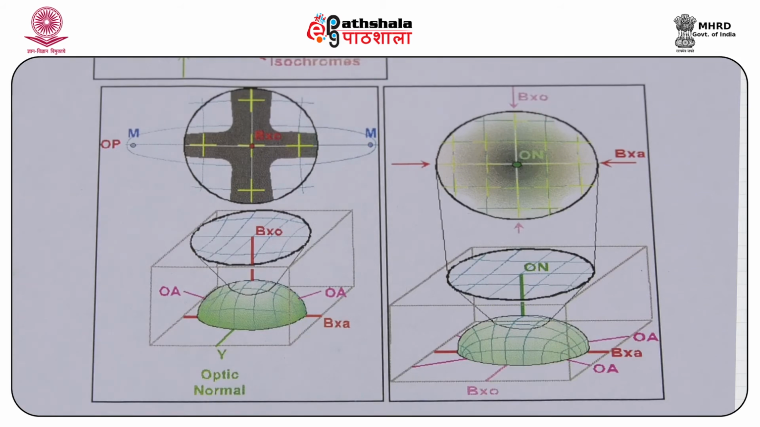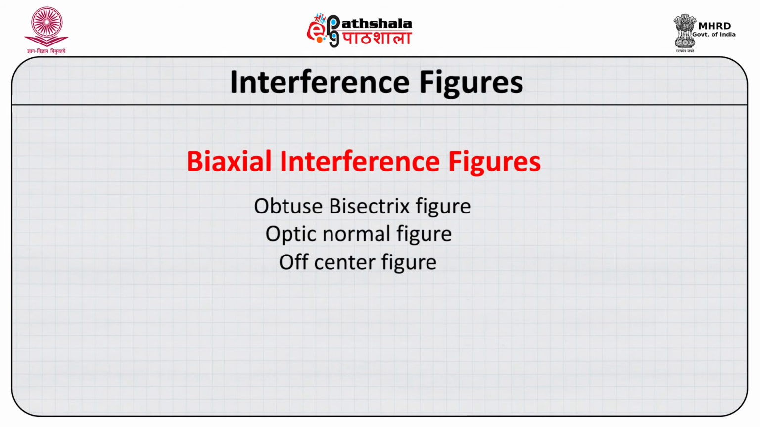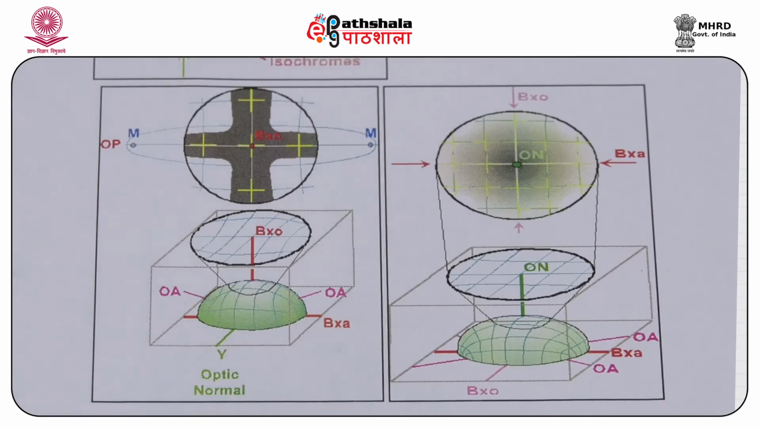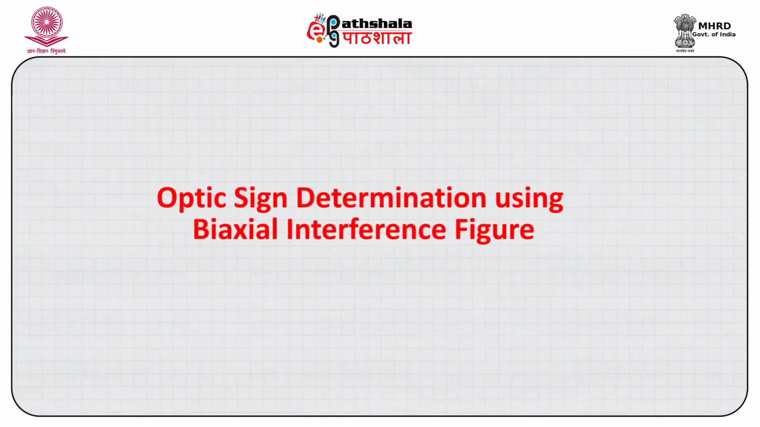Apart from this, we have another figure which is called the off-center figure, wherein grains in random orientations display off-centered figures whose pattern of isogyres and isochromes depends on the details of the orientation. Then we come to the point of optic sign determination using axial biaxial interference figures.